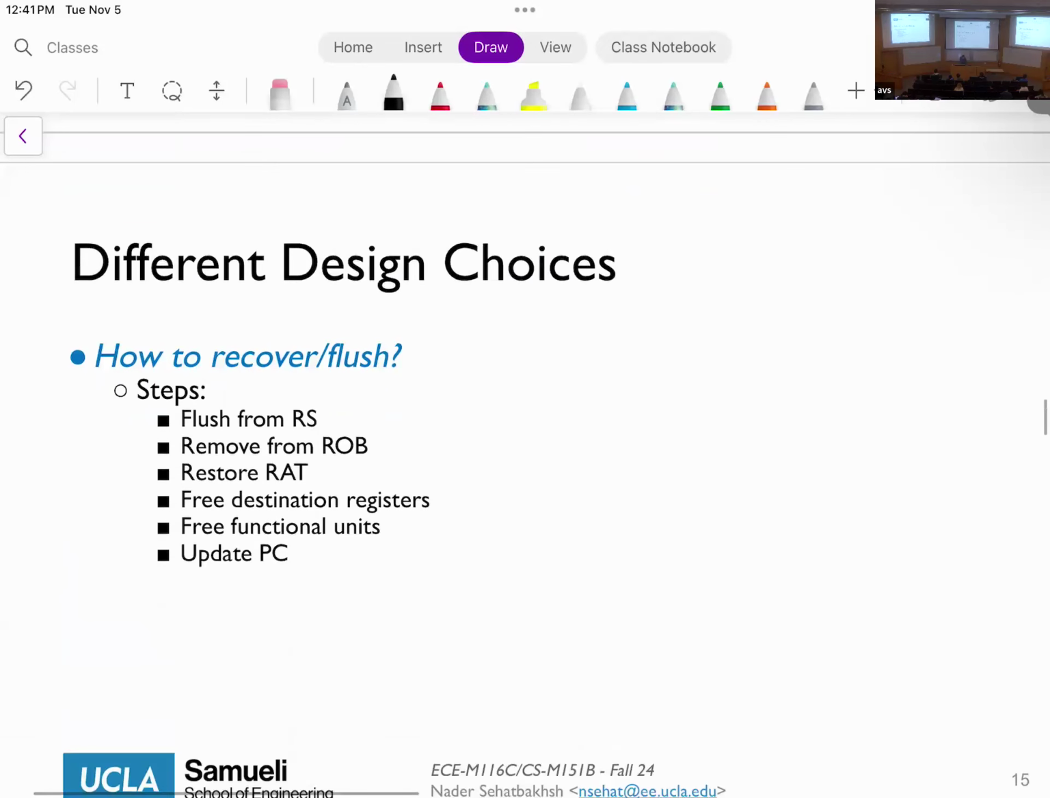Going back to the recovery, this is not just one thing you need to do. There are actually multiple other steps that you need. So what are those steps? If you remember, I told you that whenever we decide that we need to flush or recover, we need to flush things from the reservation stations. All the instructions after that instruction need to be flushed out of the reservation station. I also need to remove them from the ROB. So everything below the head of the ROB that needs to be flushed will be invalidated. Then I need to restore my RAT. Remember, either I had a copy of my RAT that I can quickly copy, or I have the old destination registers that I can revert back to.